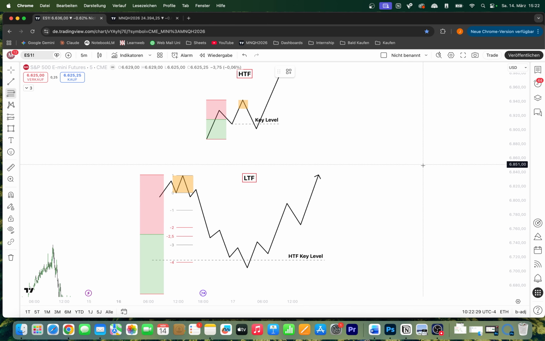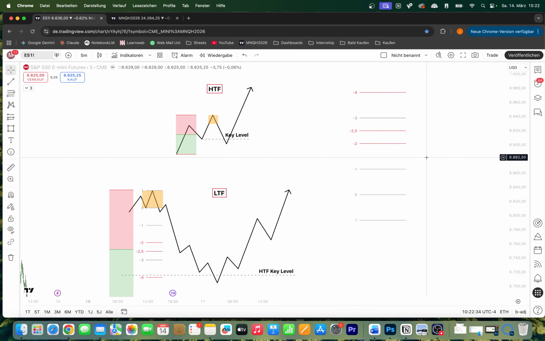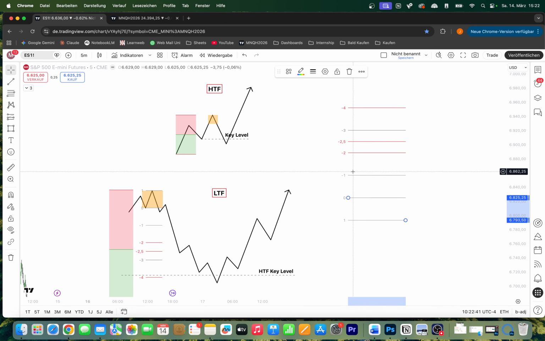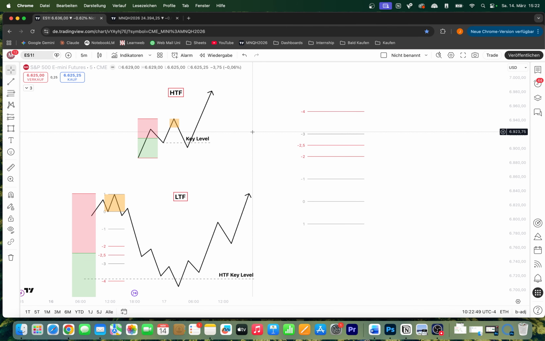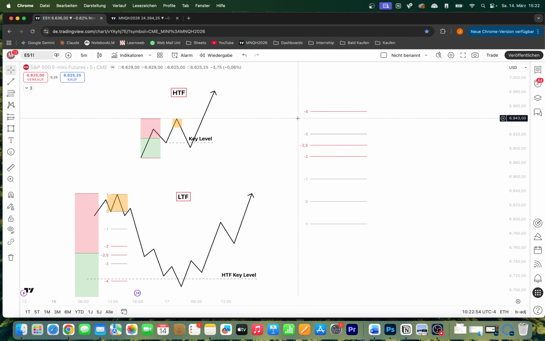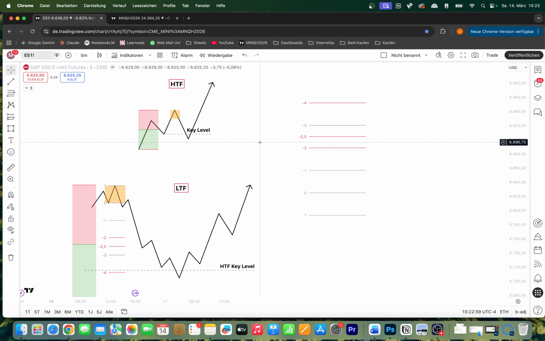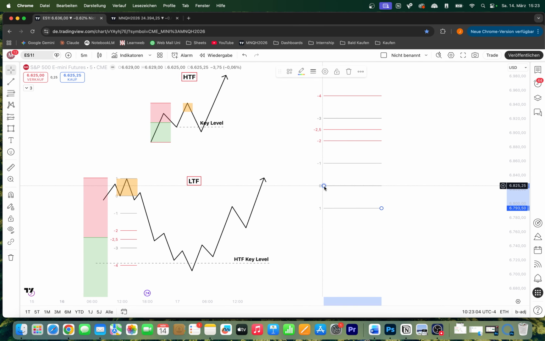What we basically do is use the fib tool, and we have specific numbers here. You can see we have the 0 and the 1. This is how we determine the range. And the settings are basically -1, -2, -2.5, -3, and -4. The most relevant level here is the -4 level. We take a deeper look at this level, and we're trying to predict reversals around it. But this is about the settings.